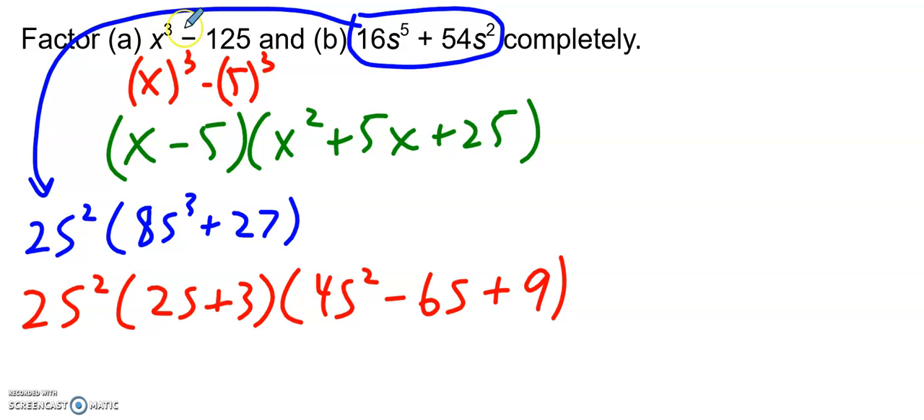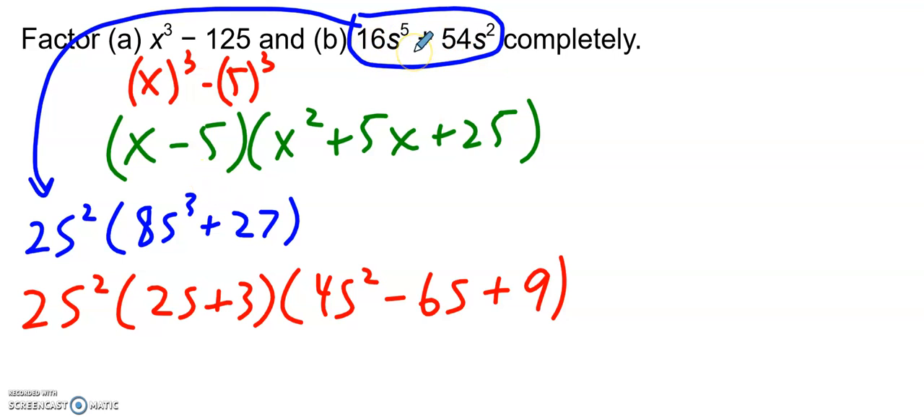All right, so the first one here, this is the difference of cubes. So x cubed is x cubed, and 125 is 5 cubed. So my a is x, and my b is 5. So this is x minus 5 times x squared plus 5x plus 25. Again, the key is recognizing the a and b. Once you identify your a term and your b term, it's literally just following the pattern.